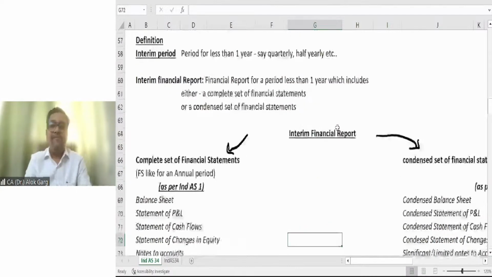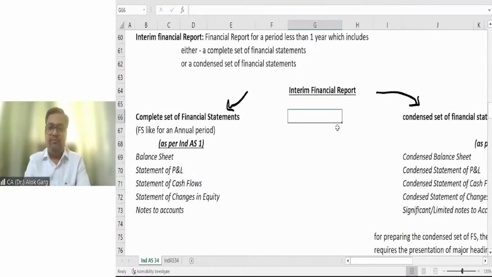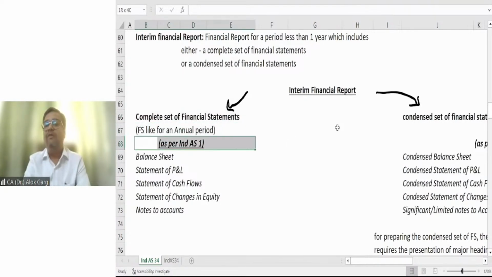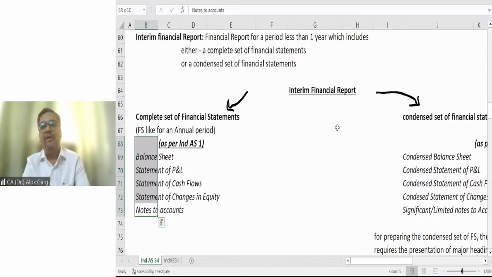Okay, friends, if a company has decided to present or prepare a complete set of financial statements like for the annual period, then Ind AS 1 will be applicable. Balance sheet, P&L, cash flow, statement of changes in equity, notes to accounts, these all need to be prepared as per Ind AS 1. Like you are preparing for a full year, the financial statement for a quarter needs to be prepared accordingly, right? In that case, Ind AS 34 will not be applicable. Why? Because you are preparing everything. So Ind AS 1 guidance needs to be followed.